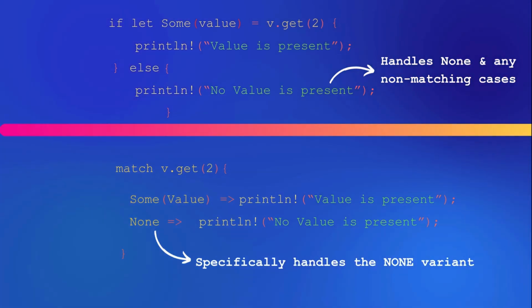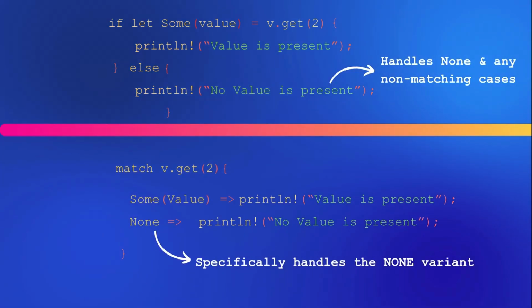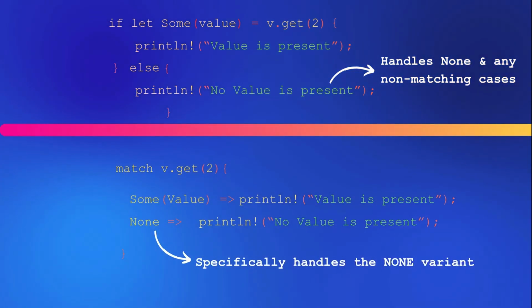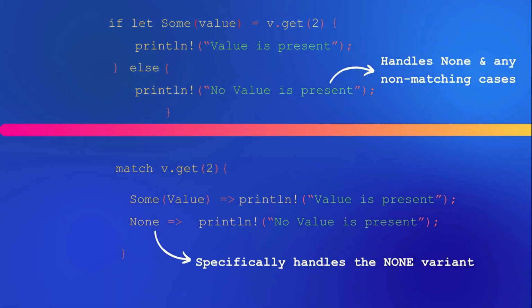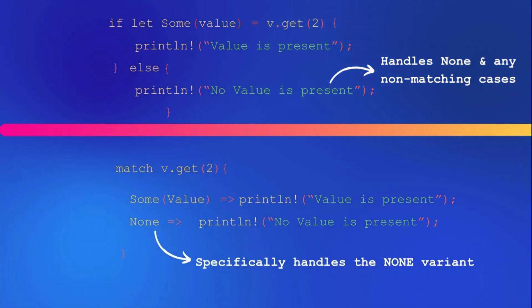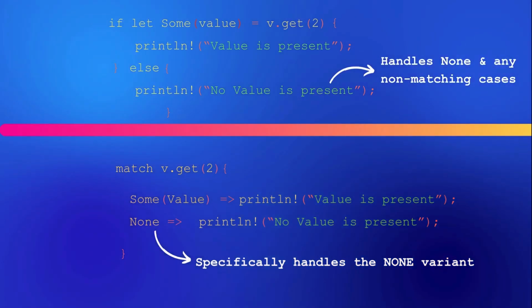Now in the match pattern, you can specifically handle this None variant. So you can see from the code, if there is any value, it will be a Some variant, and the Some arm gets executed. And if the pattern comes as None, the None arm will be executed.